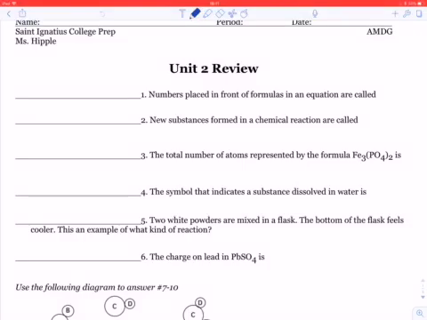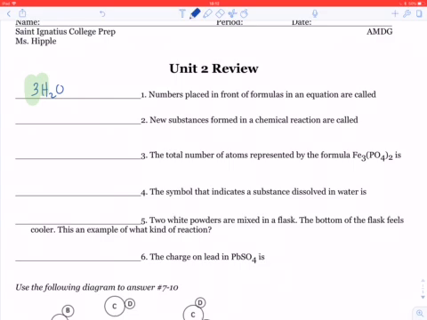So the first one, when we're talking about numbers placed in front of the formulas in an equation, what are they called? So say something like, if I'm talking about 3 H2O, what about the 3? So the question is, what is this 3 called and what does it represent? It represents the mole ratio or the molecule ratio, right? So we went with a balanced equation. We need to make sure that all of our atoms add up in terms of the law of conservation of matter. And so that 3 is what we're referring to, and it's just called a coefficient, okay?